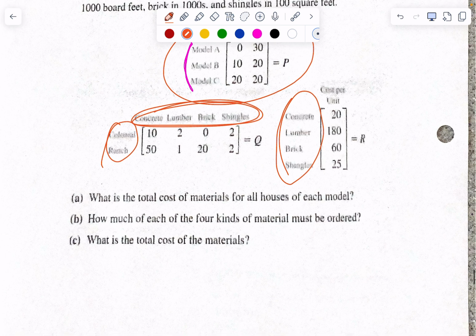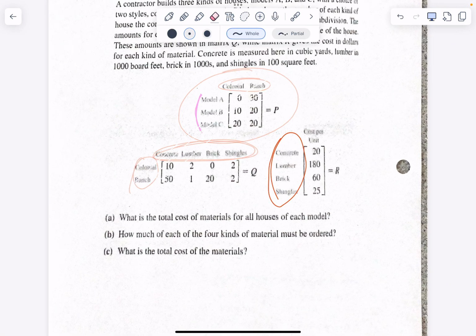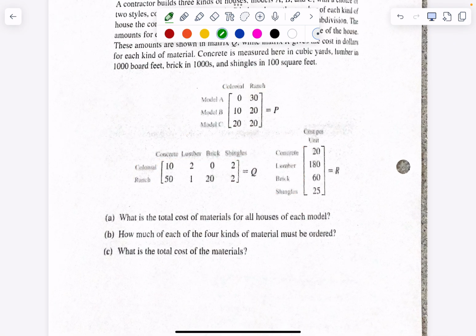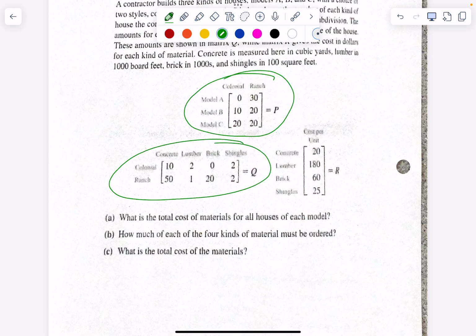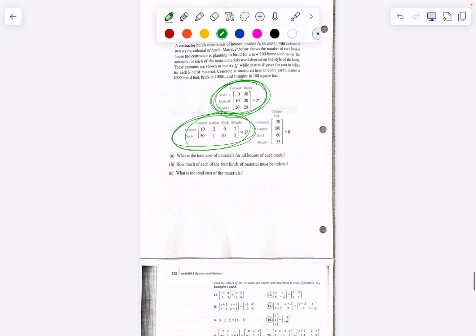Okay, what is the total cost of material for all houses of each model? How much of each of the 4 kinds of materials must be ordered? What is the total cost of materials? All right, so here's what we're going to do. First and foremost, we're going to take P times Q, okay? Because this gives me my styles of houses, and I want to take those styles of houses and figure out how many units of each one we need, right? Okay, so I'm going to take P times Q. I'm just going to do that down over here.